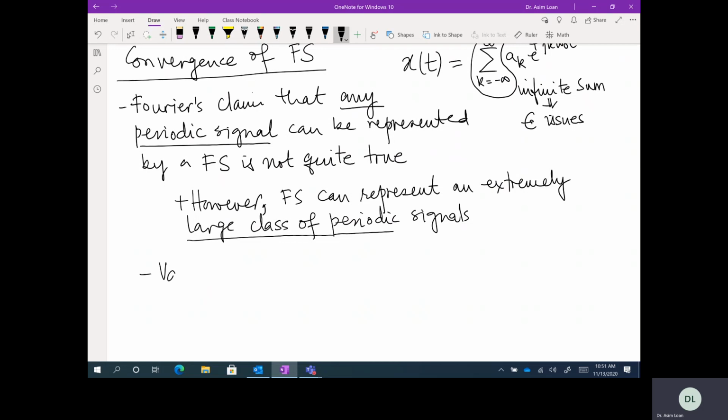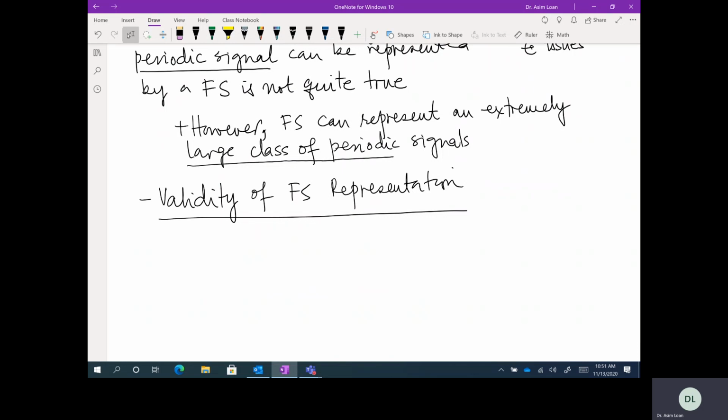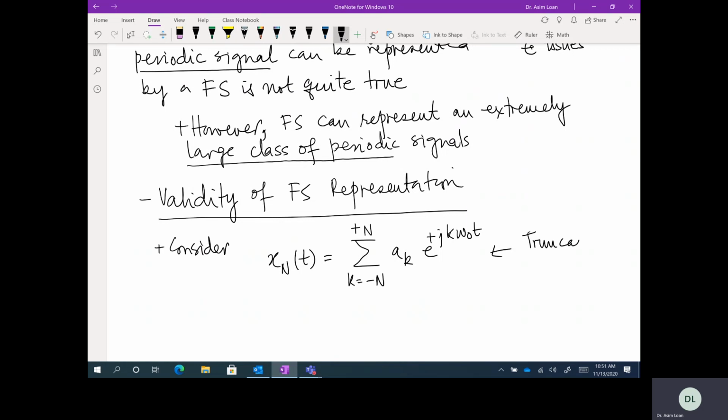So let's talk about the validity of Fourier series representation. Consider x n of t, which has 2n plus 1 terms: the sum for k equal to minus n to plus n of a k e to the plus j k omega naught t. So we have truncated the Fourier series basically. This is a truncated Fourier series.